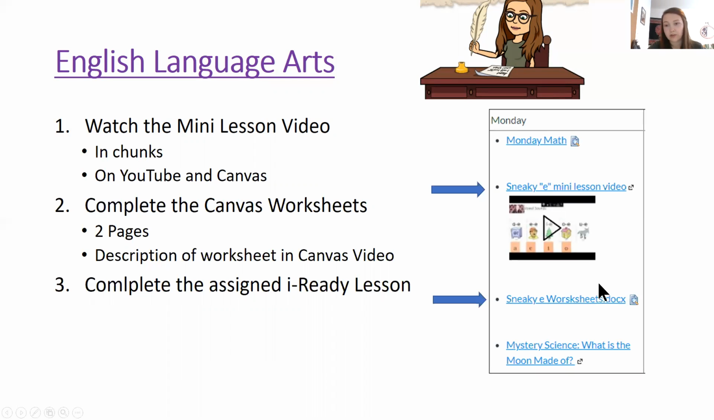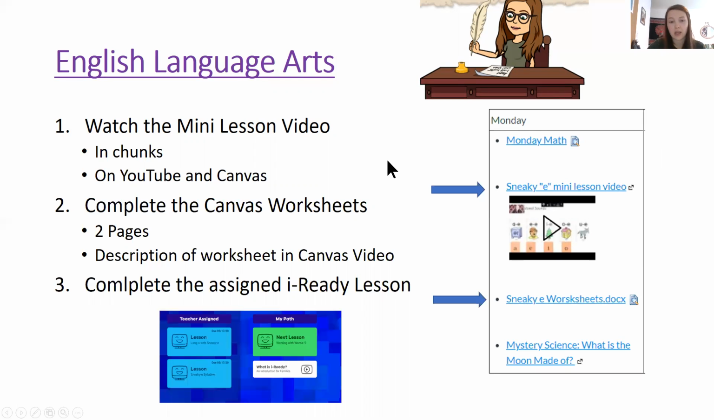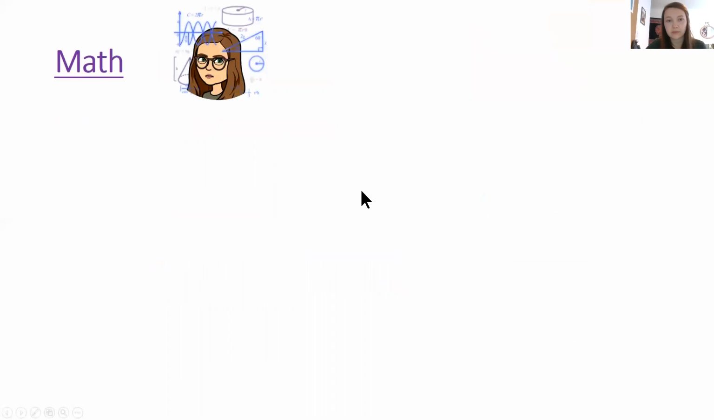So this is where you can find the mini lesson video on Canvas and the Sneaky E worksheet. All of these things are described right here in this video. And today's iReady lesson is the long A with Sneaky E, and there's another one for tomorrow.